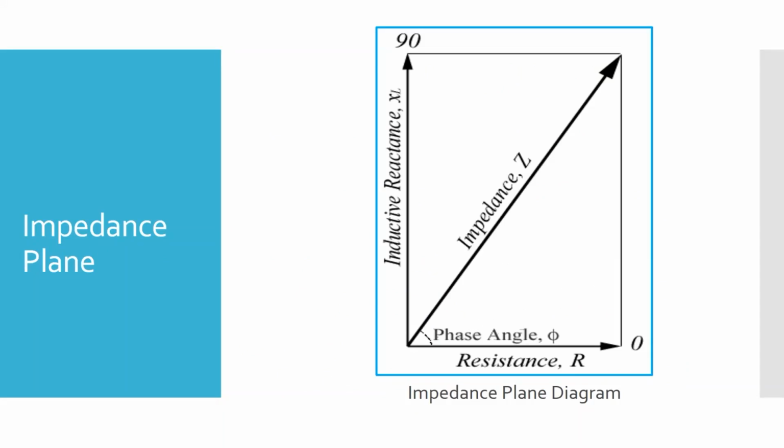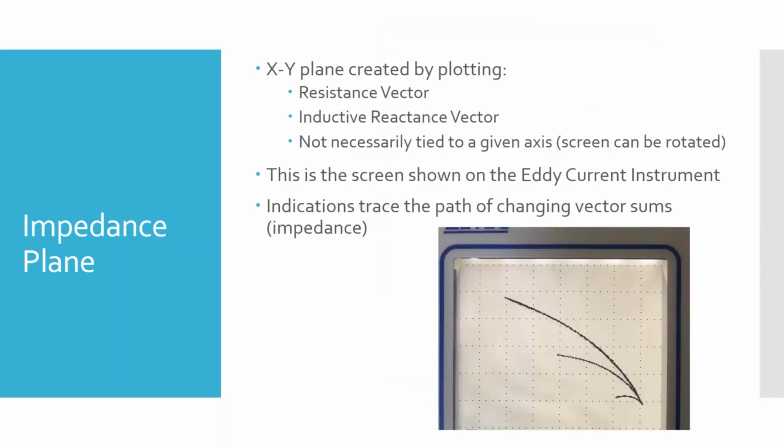And as we change the impedance of the coil, and we do that by changing what conductive materials are near that coil, it's going to drag the tip of this impedance line, the tip of this arrow, around on the diagram. Now our diagram, our testing device, isn't always going to have the inductive reactance on the y-axis and the resistance on the x-axis. In fact, we can rotate it. But what we'll do is try to rotate it so that our indication on the screen is obvious.